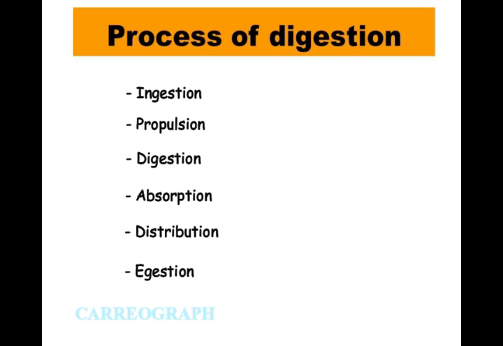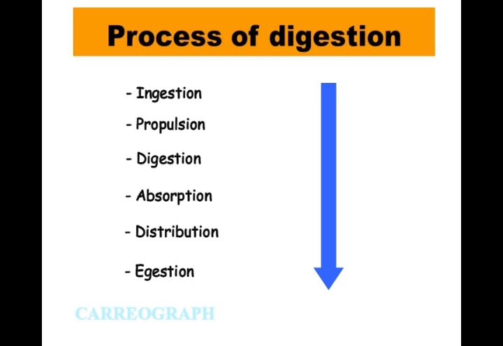These processes, from ingestion to egestion, take place one by one in this digestive system. When I was talking about ingestion, it is the intake of food, and dear friends, food is a substance which we eat or drink or take into our body to sustain life, and which provides energy and promotes growth. We call this substance food or nutrients, and the intake of this food or nutrients is called ingestion.